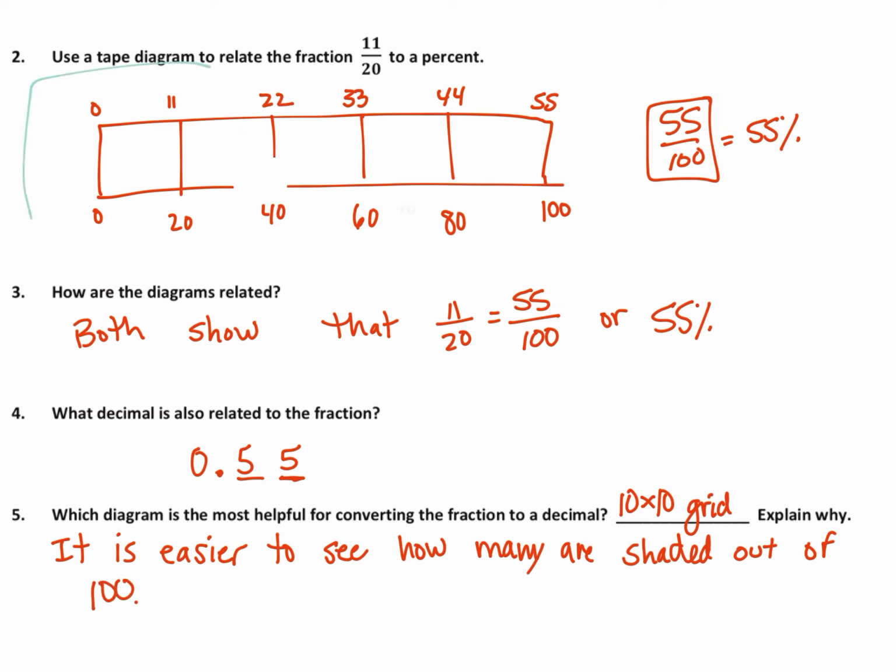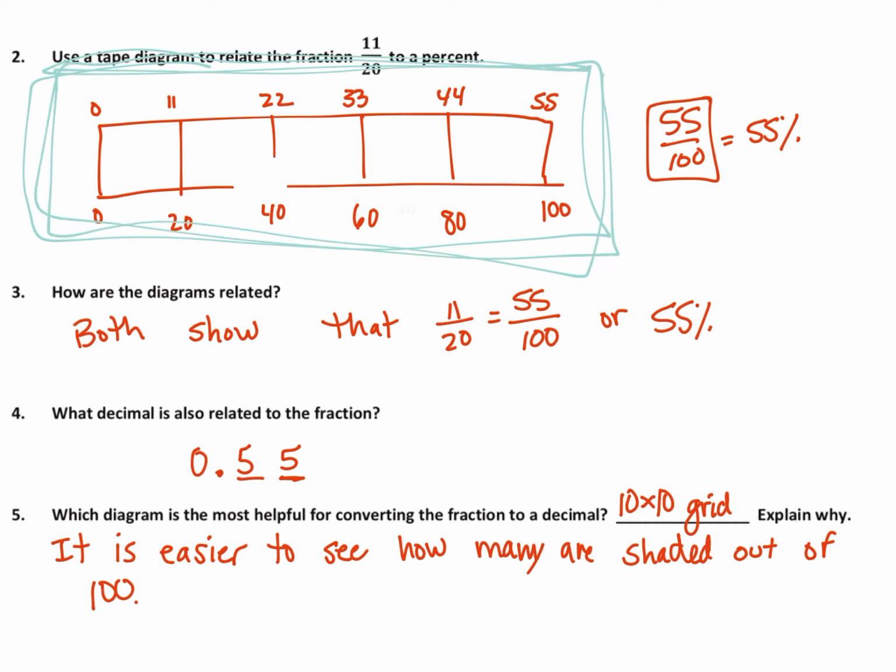If you prefer the tape diagram or double number line method, write that and then tell me why you prefer this one. It's an opinion question, so you get to choose whichever method you prefer best, and then just tell me why.